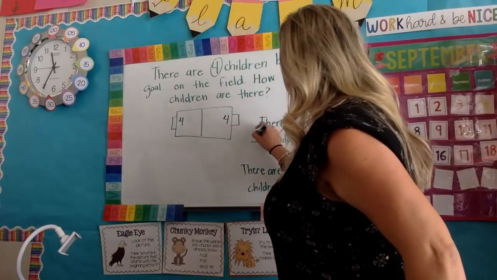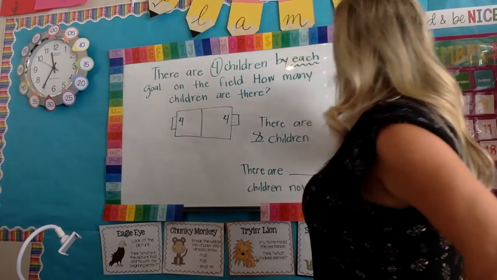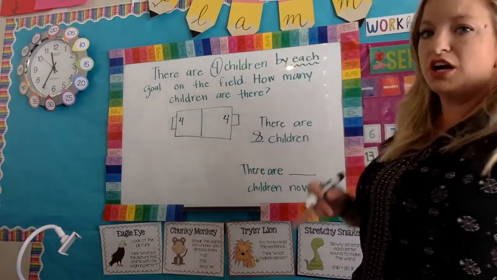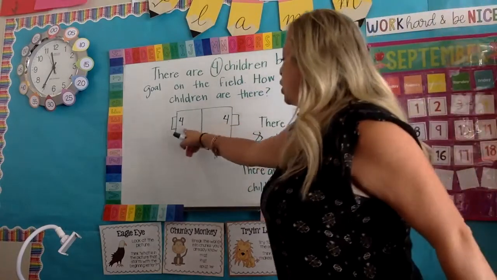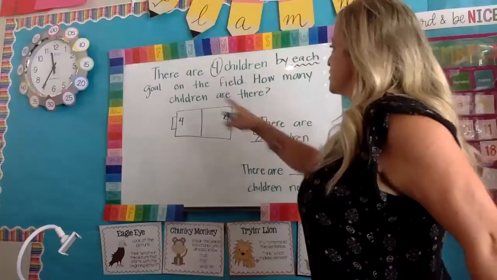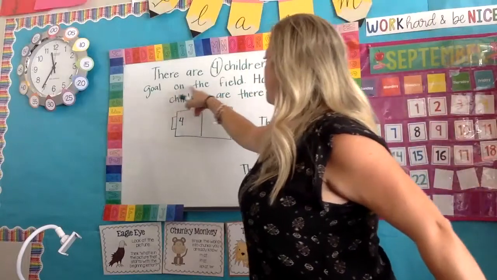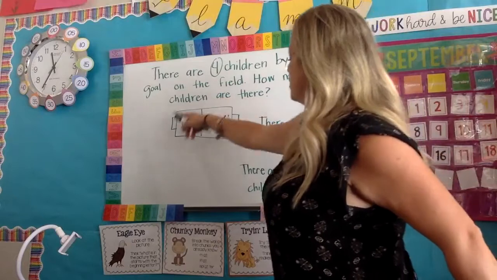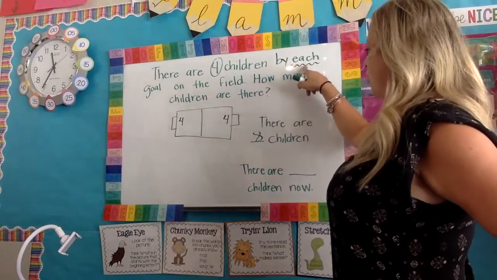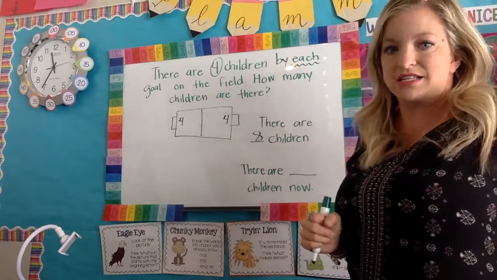There are 8 children. So one of the words that you needed to focus on was each. It wasn't just by one of the goals, it was by each goal. Okay, so there are 4 children by each goal on the field. How many children are there? So they're wanting us to add them up, each goal. 4 plus 4 is a doubles fact, it equals 8.